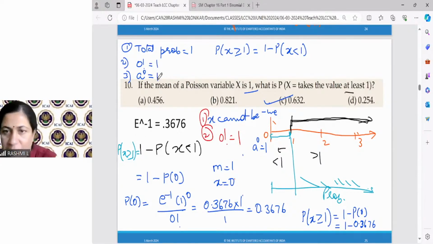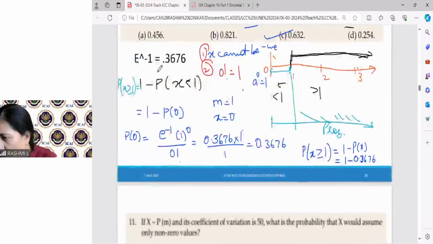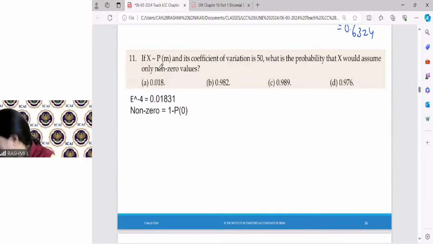Is that correct? Yes, very good. Now this is again a very interesting sum.